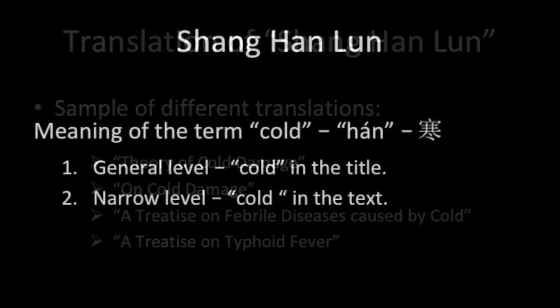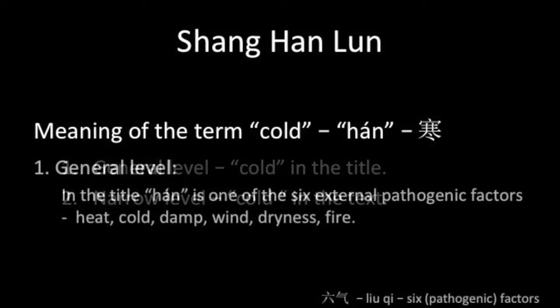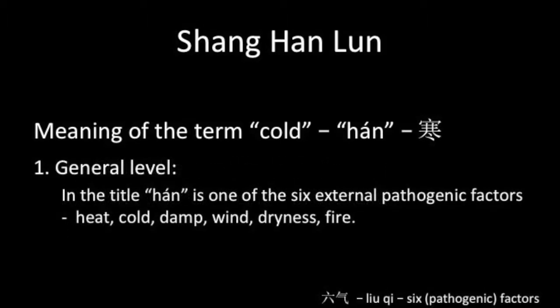The Chinese word Han, or cold, merits some explanation. There are two ways to consider this: on the general level, which explains the meaning of the text in the title, and on a more narrow level, that is its use in the text itself. The general level is the broad sense of the word implied by the title. In this case, Han implies any of the pathogenic factors that were believed to cause disease, that is, heat, cold, damp, wind, dryness, or fire.